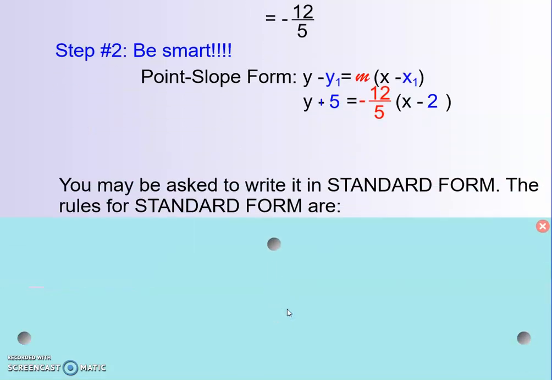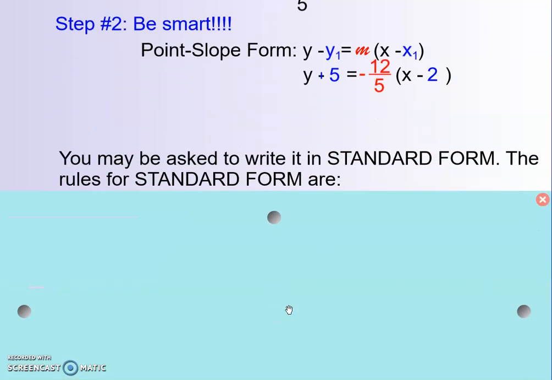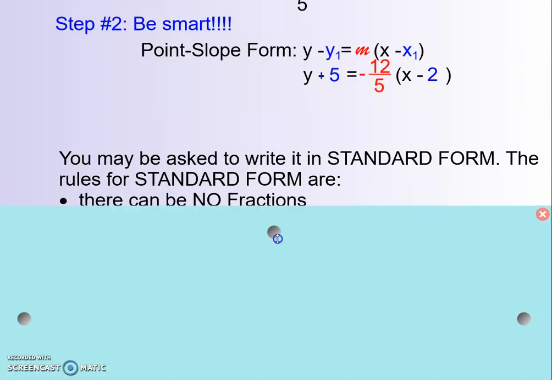And this is just a great way for you to practice how you can manipulate equations to look a certain way. So when you're taking the AP Calc test and it's multiple choice, and the answer you got doesn't look like it's there, you can learn to manipulate it to see if it's one of the choices they gave you. So let's talk real quickly about the rules for standard form. Again, pause the video as you need to.